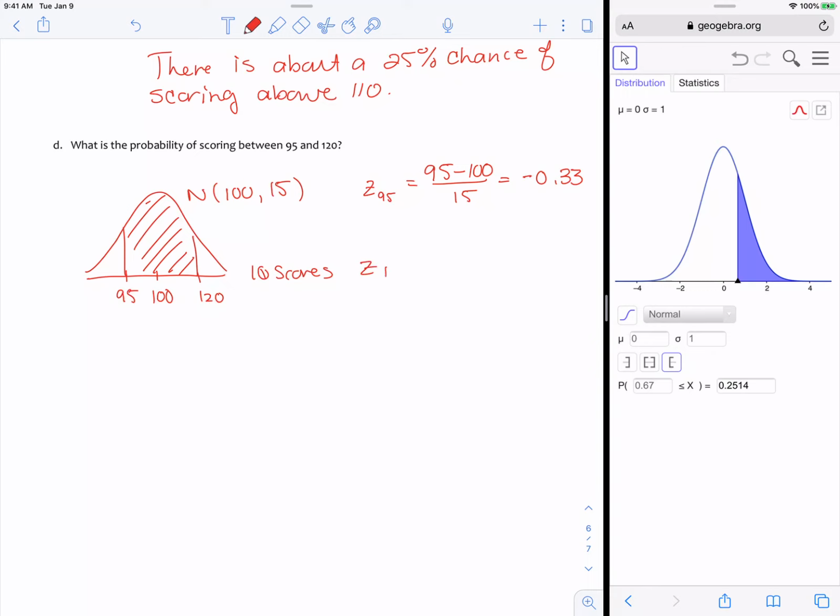And then the z-score for 120. 120 minus 100 divided by 15. And that is positive 1.33 to 2 decimal places. All right, now we want the probability. And this is between two values, so we need that compound inequality. Oops, going to the z-scores too quick. We're going between 95 for y and 120, which is equivalent to the probability, in terms of z-score, negative 0.33 less than or equal to z less than or equal to 1.33.